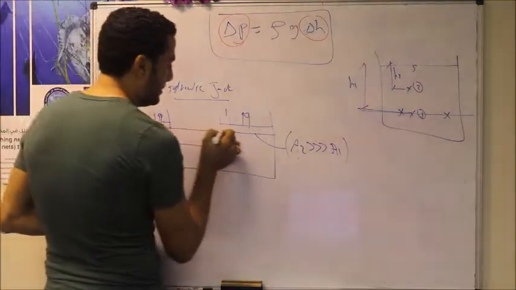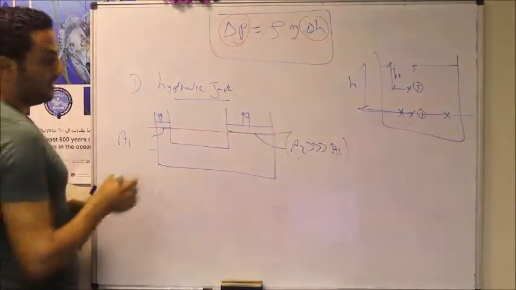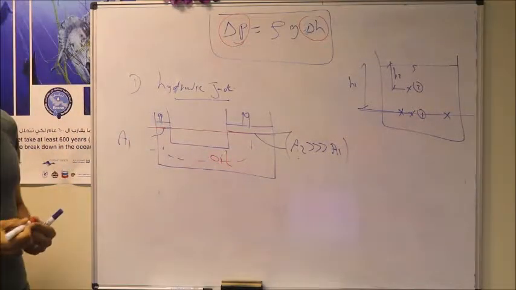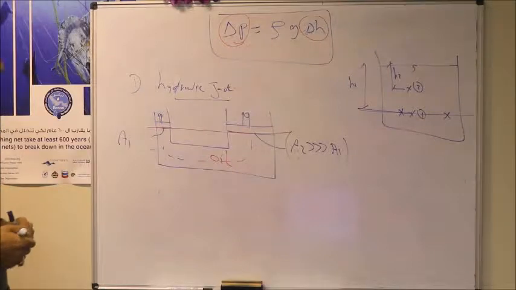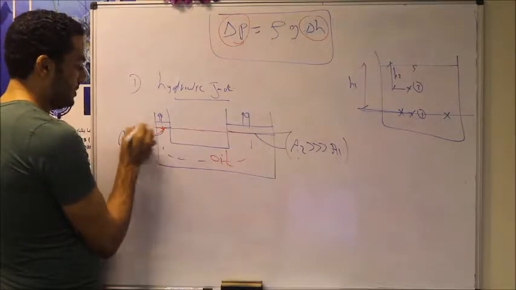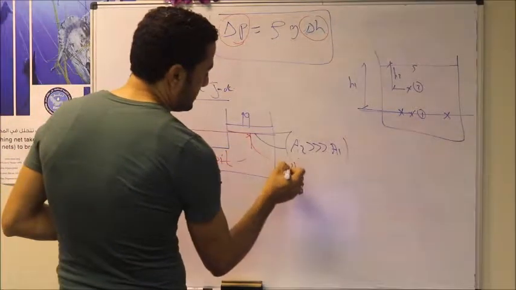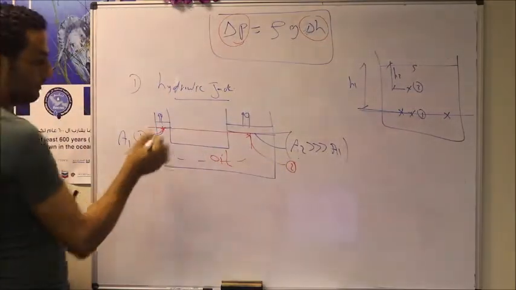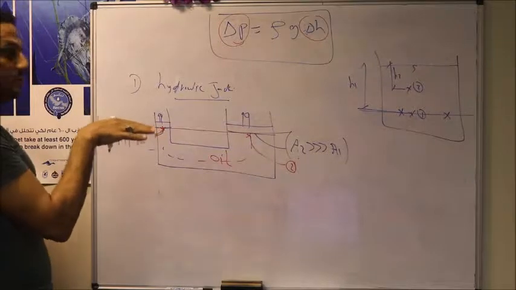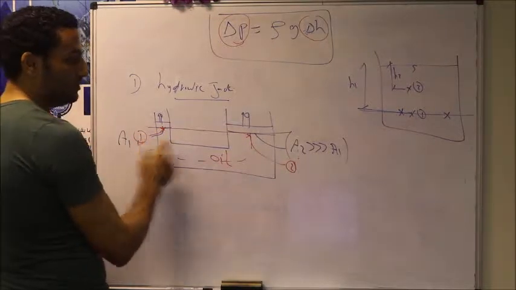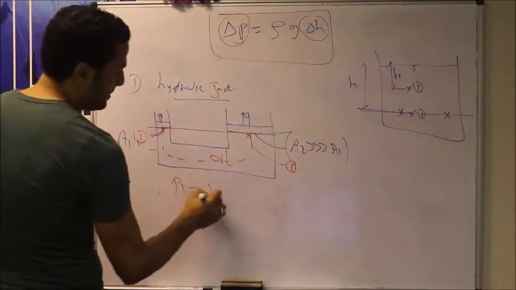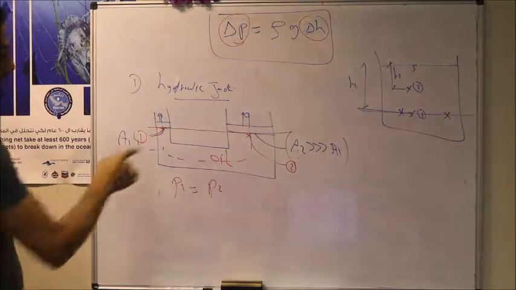If you look at a line just below those two cylinders, the space between the two cylinders is filled by some kind of oil or any liquid. If we select a point here, let's say this is point 1, and another point here, point 2, we have two points within the same continuous fluid. So this means the pressure at point 1 is the same as the pressure at point 2. P1 is the same as P2.